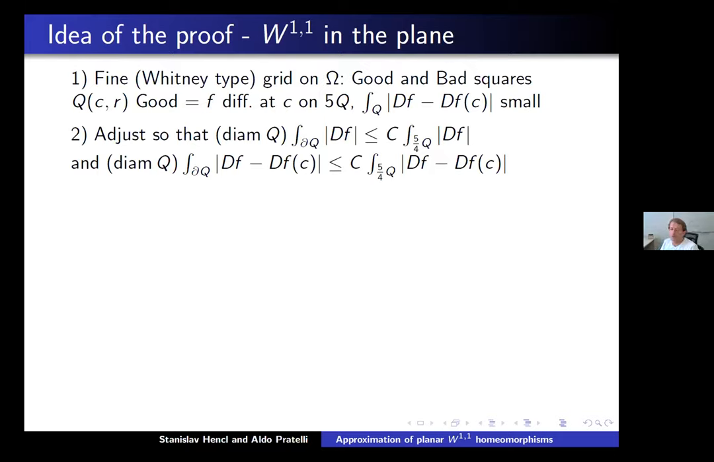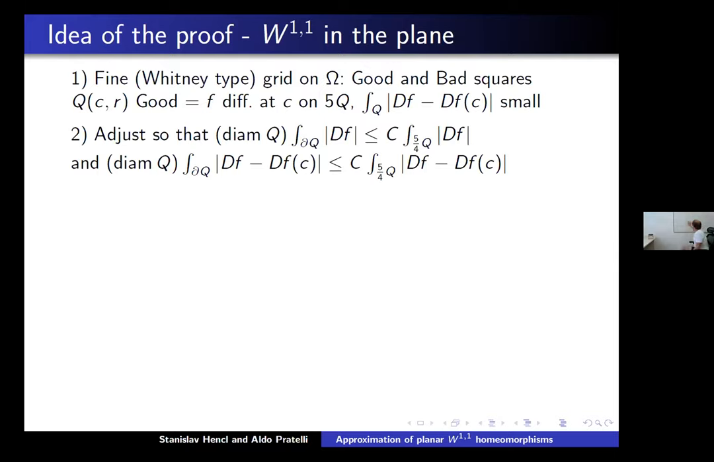And if you think about it, what this really means is that you will get this inequality at the end. So this is the adjustment. Nothing else means that if this is not true, then somehow choose a slightly smaller cube or slightly bigger cube where the integral over the boundary is the smallest, sort of, and you will get this.